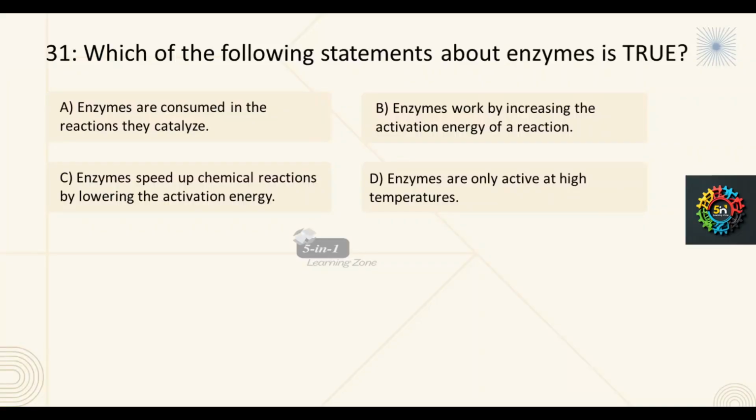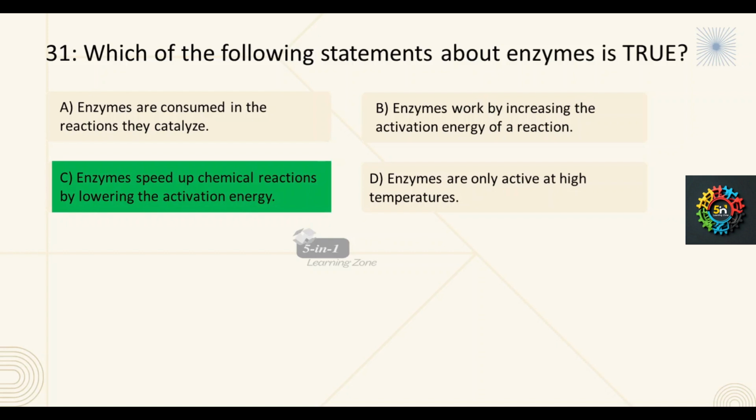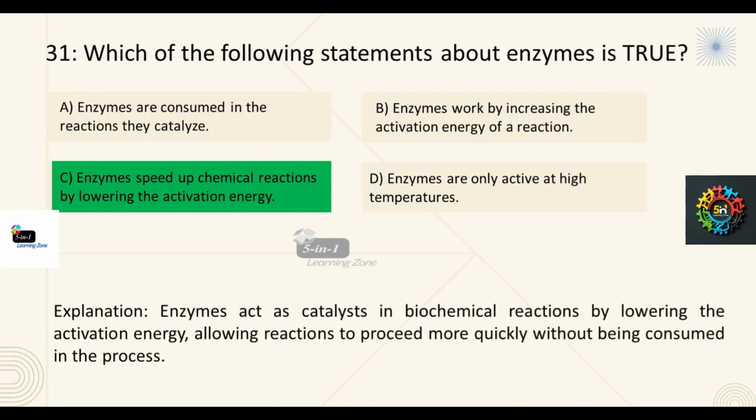31. Which of the following statements about enzymes is true? Answer. C. Enzymes speed up chemical reactions by lowering the activation energy. Explanation. Enzymes act as catalysts in biochemical reactions by lowering the activation energy, allowing reactions to proceed more quickly without being consumed in the process.